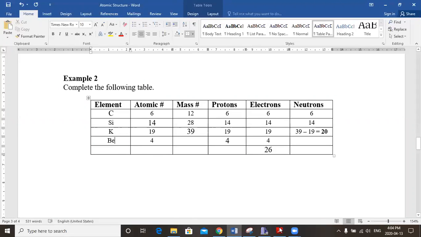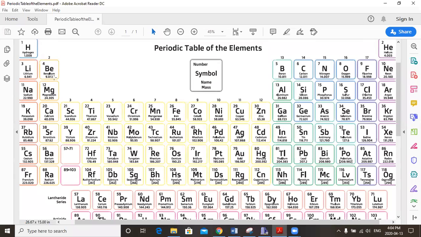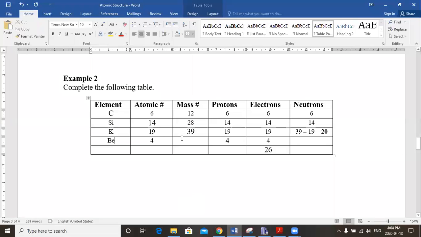And beryllium's mass number, rounded, is 9.012, so it would be 9. So the mass number would be 9. And the number of neutrons, I won't show the work this time, would be 9 minus 4, which would be 5 neutrons.